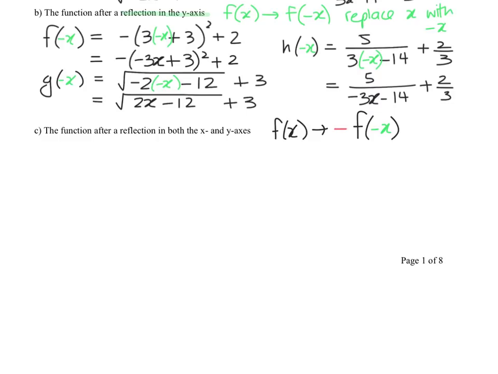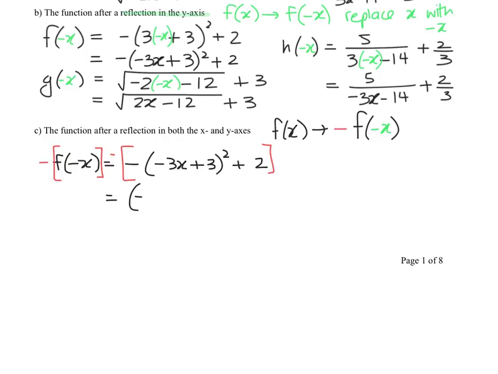So in my case, I can't really see what I wrote down in part A very well, so I will just work off of what I have in part B. So I already have f of negative x is equal to negative 3x plus 3 squared plus 2. So what I'll do is I will take that function that's already been reflected on the y-axis, and I will multiply everything by -1 so that I can have the reflection on the x-axis as well. Okay, and then I'm going to take that negative and I'm going to distribute it properly. So I end up with negative f of negative x equals bracket negative 3x plus 3 squared minus 2.